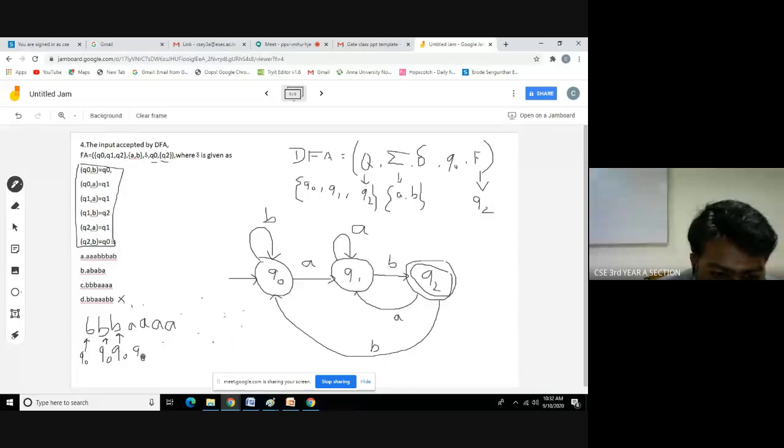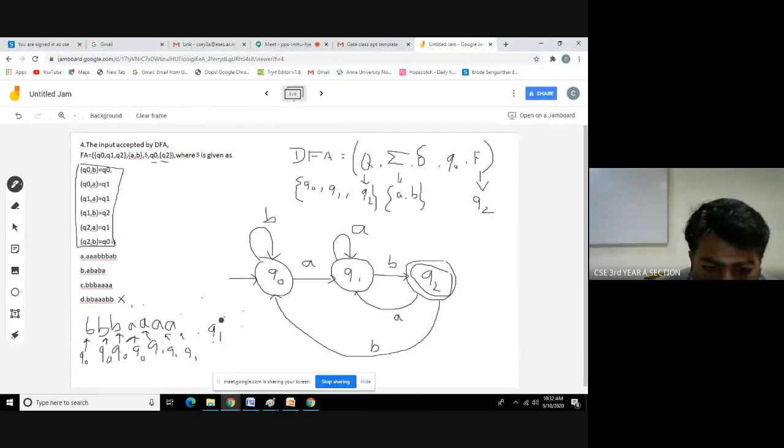Now just listen, the input symbol is now different. What is the input symbol now? A. From Q naught, I read the input symbol A and it goes to the Q1 state. Again, I read the input symbol A from Q1 and it goes to the same state, a self loop. Again, from Q1, I read A and it moves to Q1. Again, from Q1, I read A and it goes to Q1.